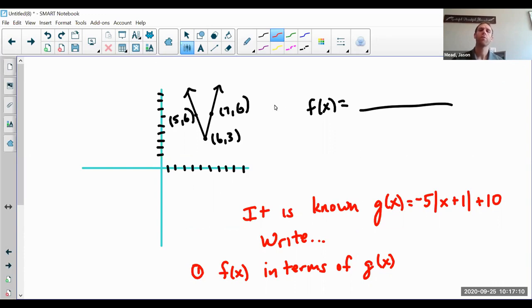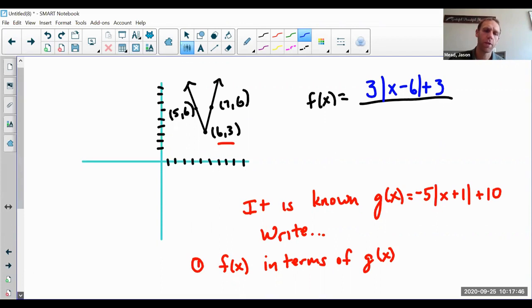First of all, what we want to do is figure out what f of x is from the graph. So I know that I have a vertex at (6, 3). And then if I look at my slope, or my rate of change going up, it's 3 to the right and negative 3 to the left. So I have a graph: 3 times the absolute value of x minus 6, plus 3.